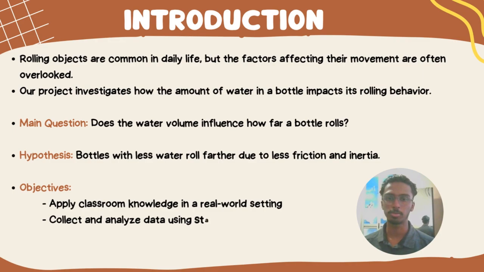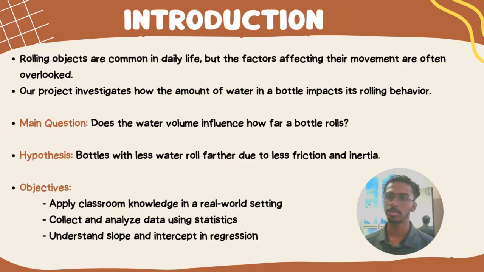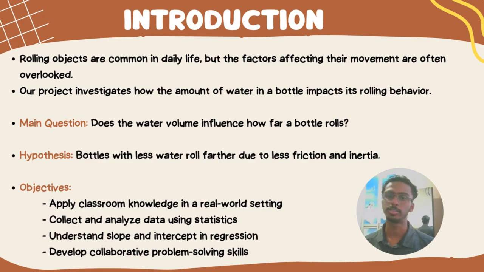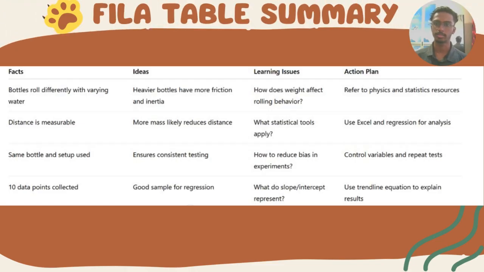The objectives of the project are to apply what we learn in class to a real world situation, collect and analyze data using basic statistical rules, understand concepts like slope and intercept through regression, and lastly, to develop our teamwork and problem solving skills while conducting this experiment. Next, let's move on to our table summary, which organizes the key points of our investigation.